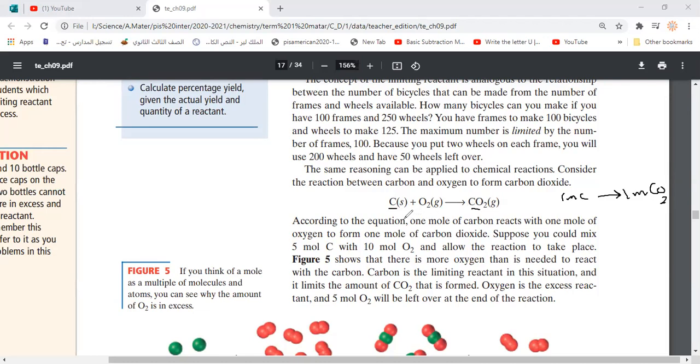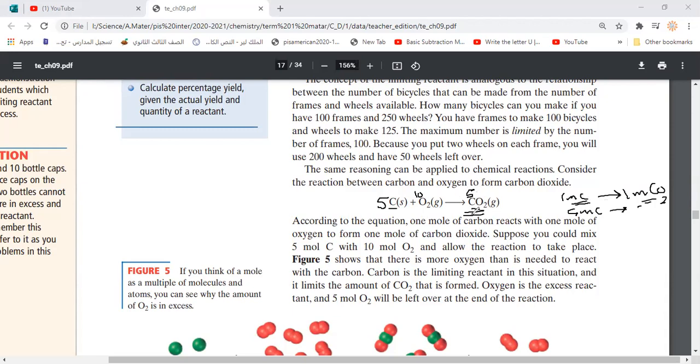So I said, imagine that you are in the lab. Practically, you get a beaker that contains 5 moles of carbon, and another beaker that contains 10 moles of oxygen, and you mix them to get carbon dioxide. So how many moles of carbon dioxide are you going to receive? Regarding the equation here, 1 mole of carbon produces 1 mole of carbon dioxide. So if I have 5 moles of carbon, I'm going to receive 5. Excellent. So I'm going to receive 5 moles of carbon dioxide.